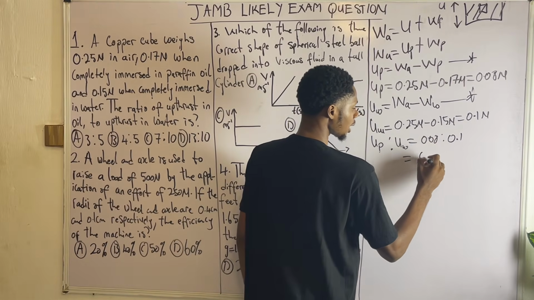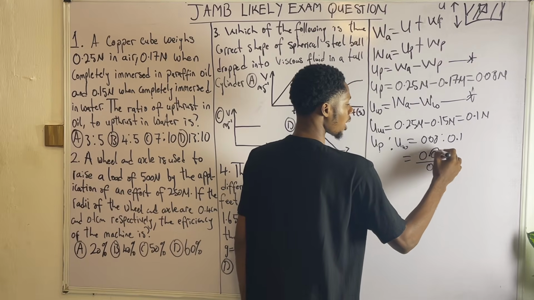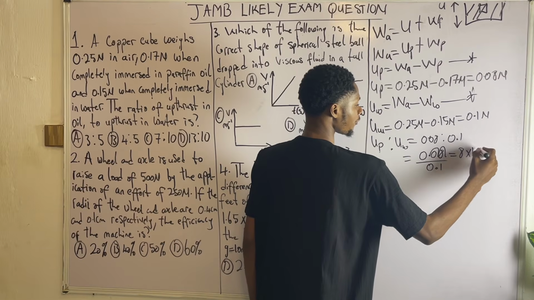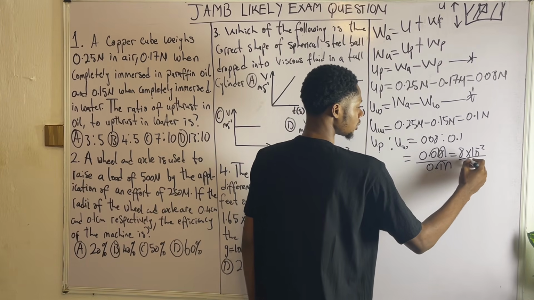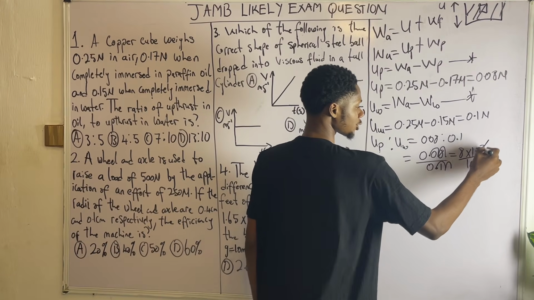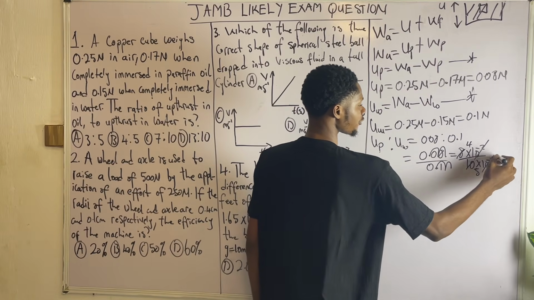Okay, let's do the math. That will be 0.08 over 0.1. When you move the decimal 1, 2, you're going to have 8 times 10 to the power of minus 2, over, move it twice, 1, 2, you're going to have 10 times 10 to the power of minus 2, right? This cancels this, so I'm left with 2 here is 4, 2 here is 5, so I'm left with 4 over 5.